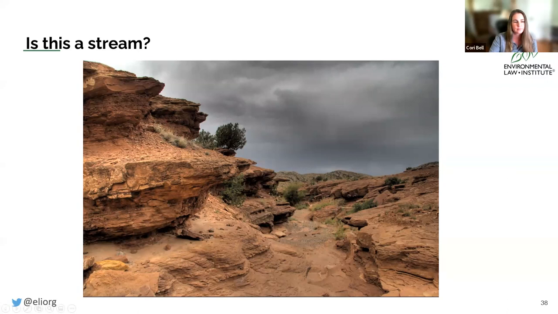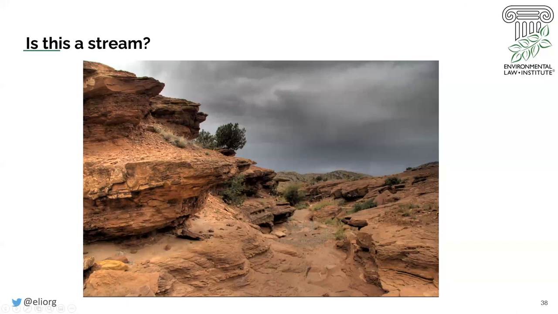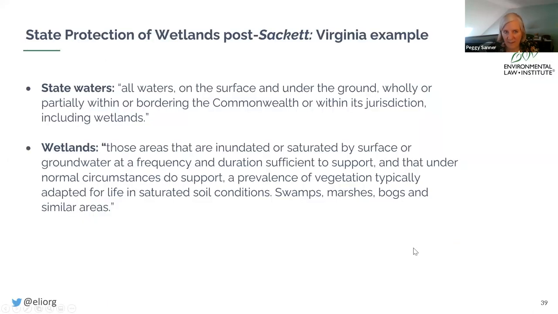Thank you, everyone. We will just advance this slide. There we go. I would just note a number of the folks in chat had wondered about whether or not the slides were to advance. Corey was speaking without slides. So if you're with us with a slide titled State Protection Wetlands Post-Sackett, Virginia example, you are with us.